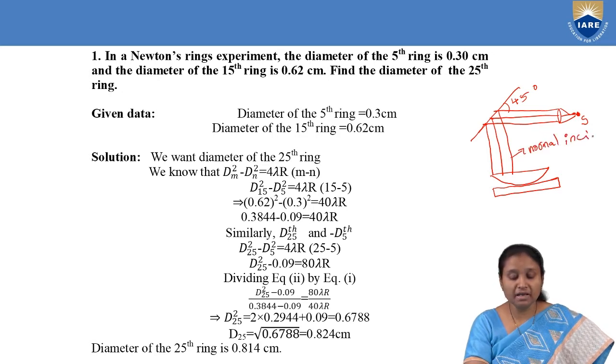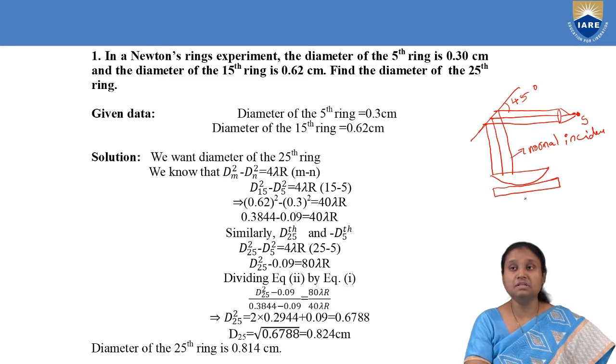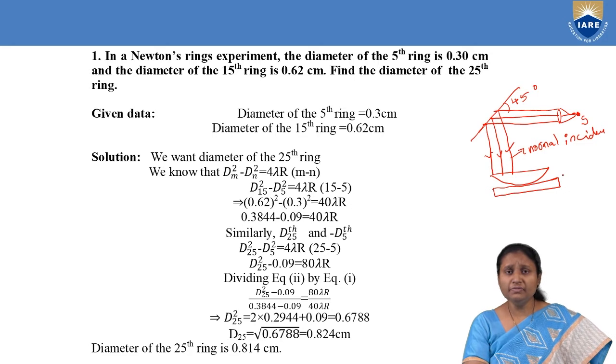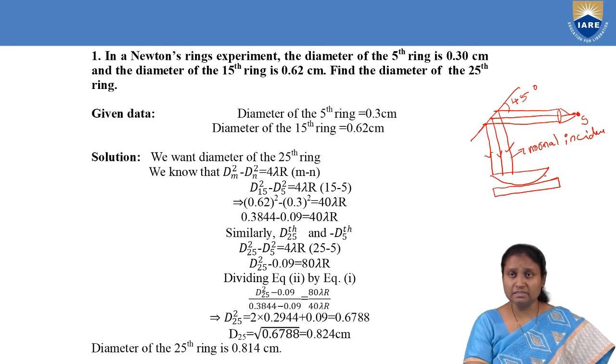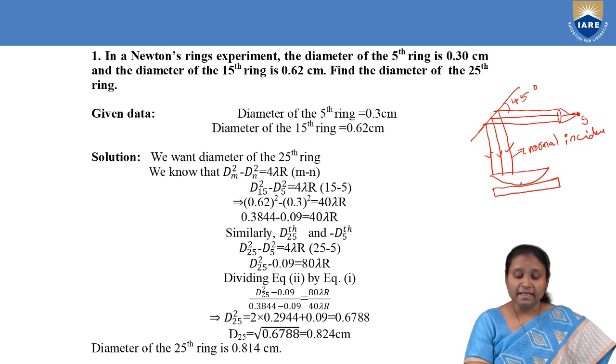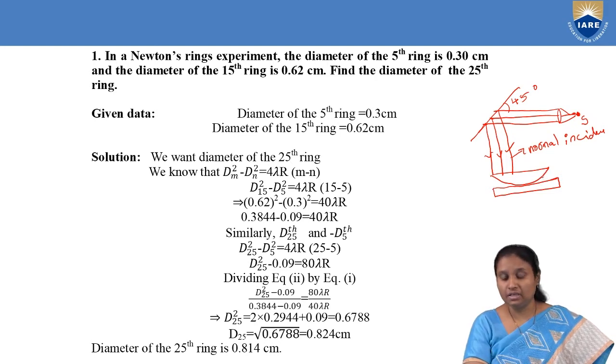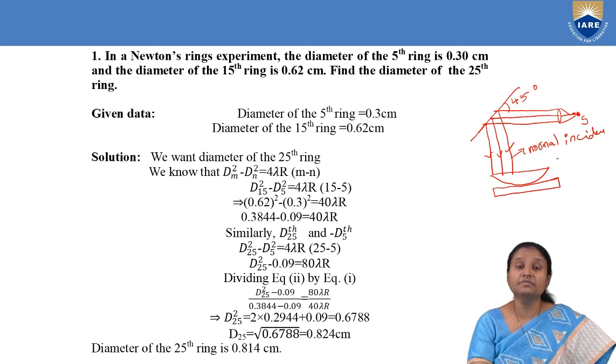What is our setup? A plano-convex lens arranged on a plain glass plate. Now, when we have formed this plano-convex lens on the plain glass plate, in between the curved surface of the lens and the top surface of the glass plate, we'll observe that we have an air film. If we keep this apparatus in open air, then this space between the curved surface of the lens and the top surface of the glass plate is covered with air. So that's why we'll have an air film.